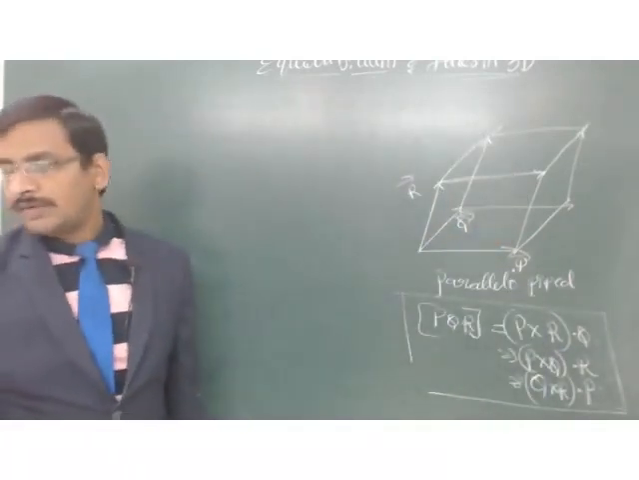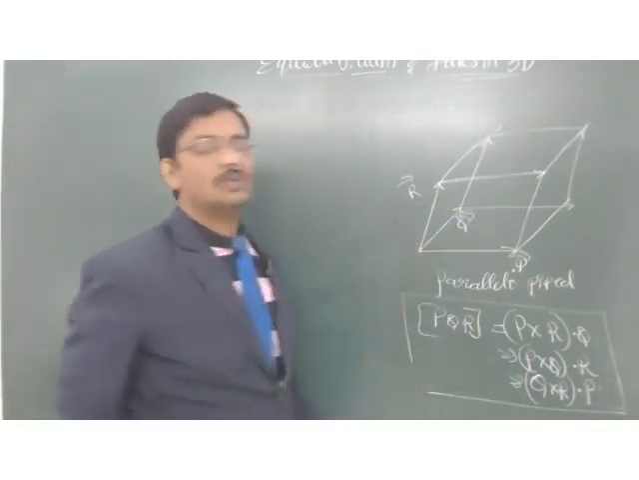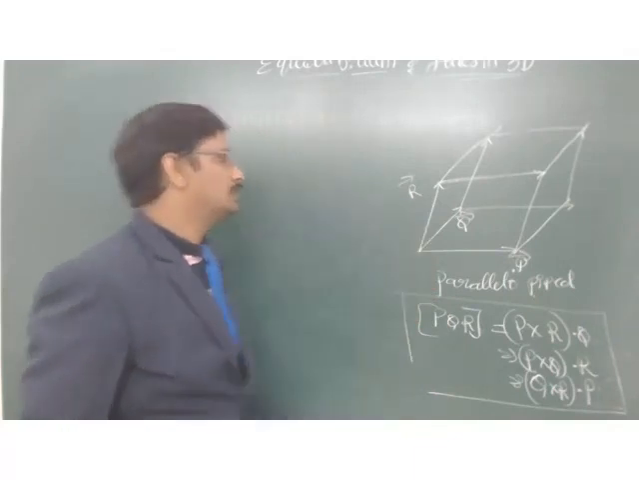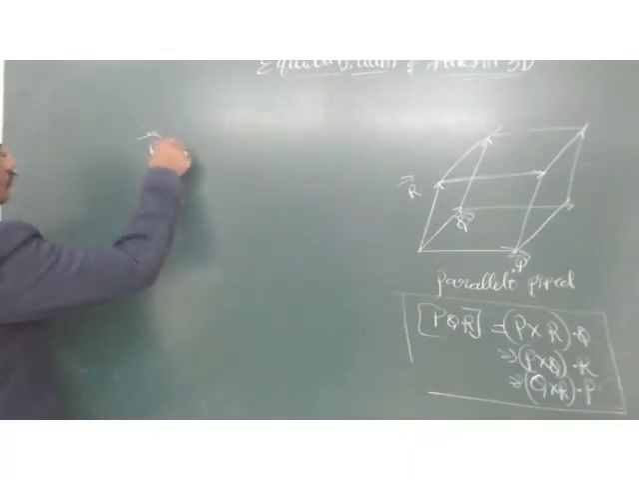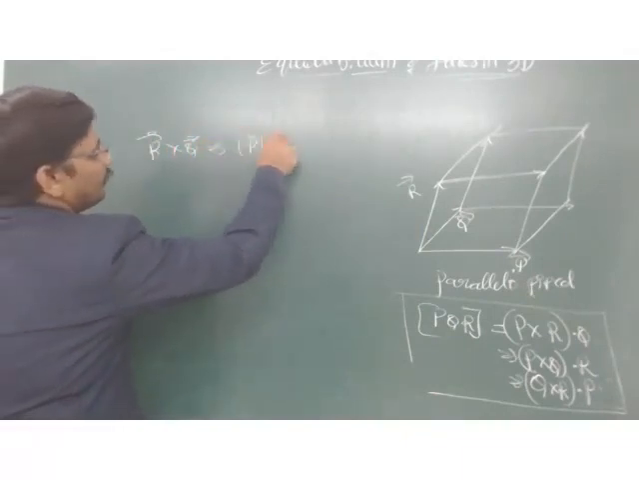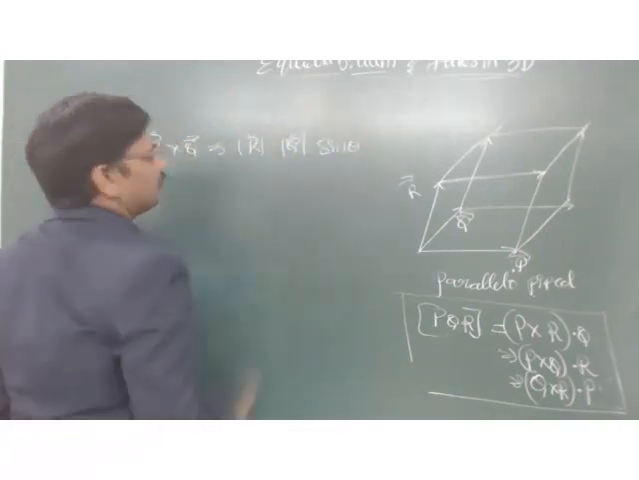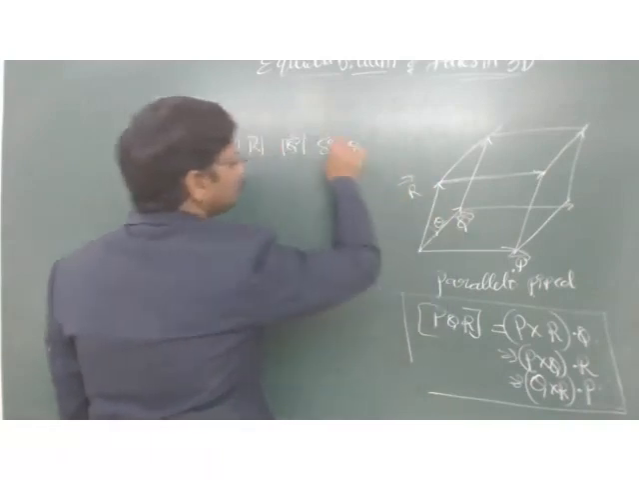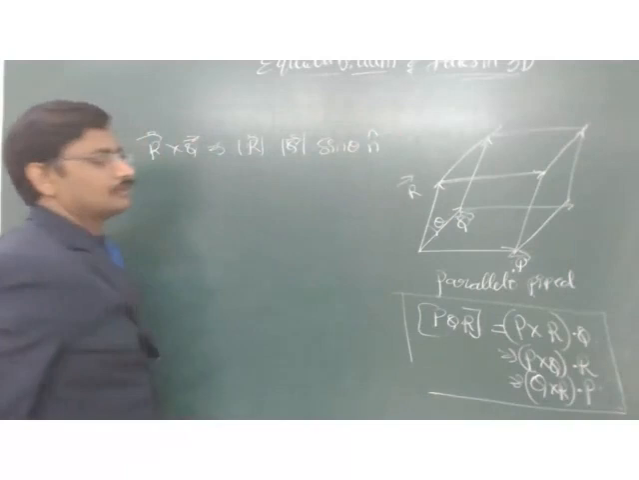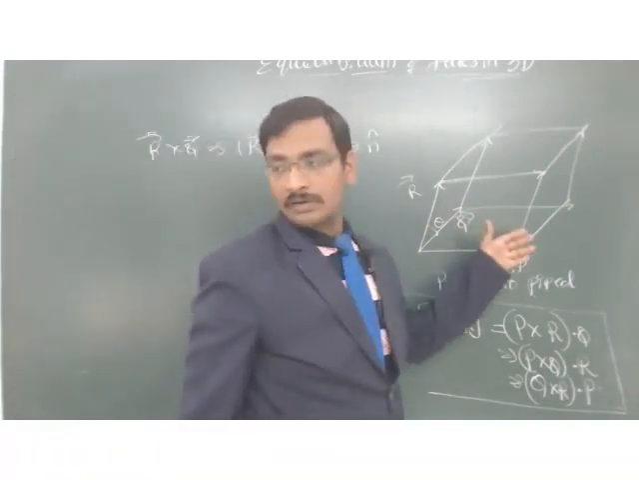Got it? Now, if you take the cross product of these two, let us say R cross Q, I am going to get a vector whose magnitude is mod R into mod Q into sin theta, where theta is the angle between these two, and a unit vector which is perpendicular to both of these, right? So this is a plane and there is a perpendicular to this one.